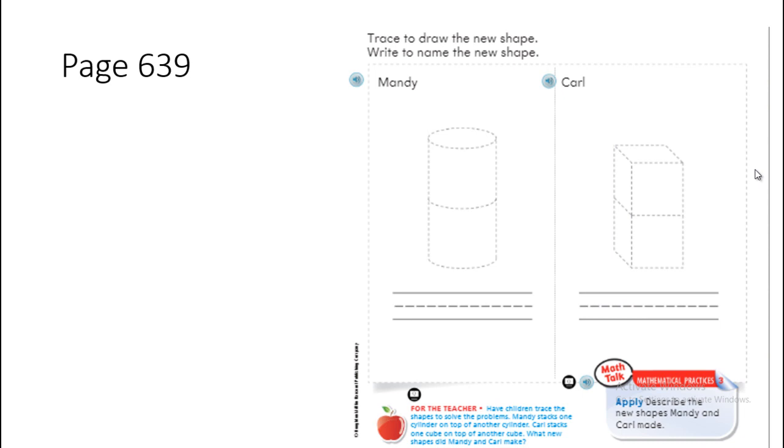Now open with me page 639 and trace to draw the new shapes here. We have Story, Mandy, and Carl. Mandy has two cylinders. She tried to put the two cylinders on top of each other. When she puts the two cylinders, she gets a new shape. But it's the same because she got a new cylinder which is a little bit taller. So Mandy got herself a taller cylinder. This is her new shape.